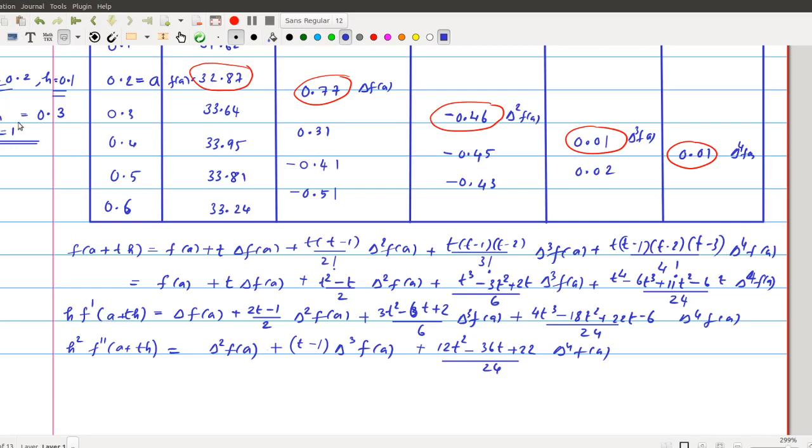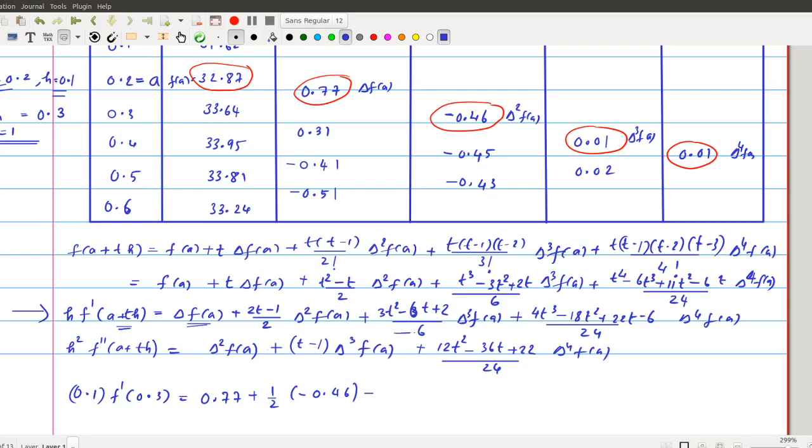Substitute these values. h is equal to 0.1, a is equal to 0.2, and t is equal to 1. So that will give 0.1 times f dash of this value, which will be 0.3, that is equal to, you substitute for del f of a, that is 0.77, plus 2 times t is 1, that is 2 minus 1 by 2, 2 minus 1, that is 1 by 2 itself, times del square, that is minus 0.46.